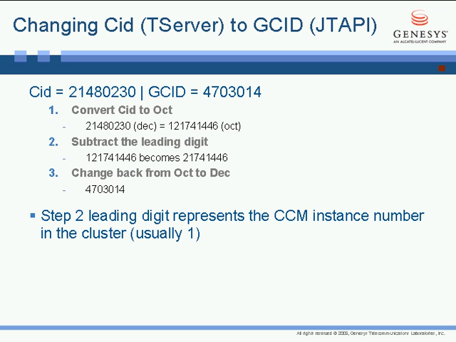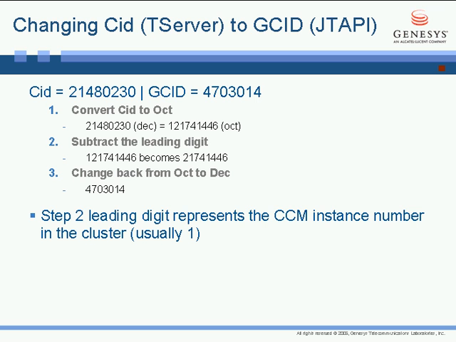Once you have this number, it will include the ID of the CCM instance number of the cluster. So the leading digit is going to be the cluster ID. Most often this is 1. You will need to remove the number from the results of step 1. So in this example, 214,80230 in decimal becomes 121,741,446 in base 8.